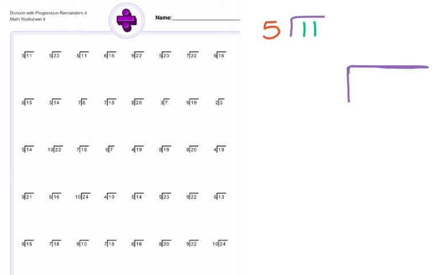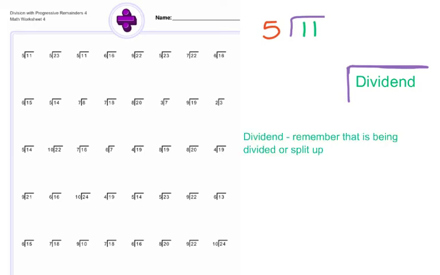And when we look at 11, that number that is inside, the number that is being divided or broken into parts, is called the dividend. And a dividend is just a number that's being split into a certain number of parts. The number on the outside, in this case, the 5, is called the divisor. And the divisor tells us how many groups we are splitting our dividend into.